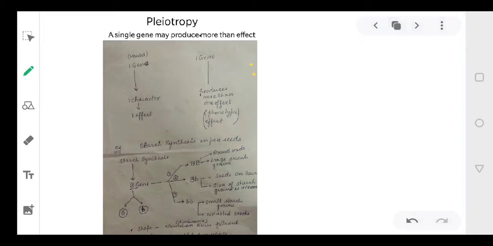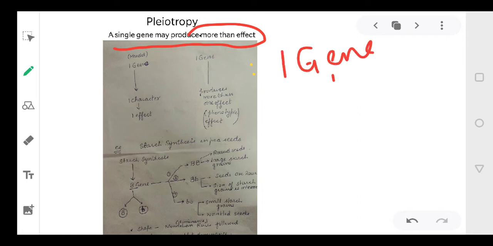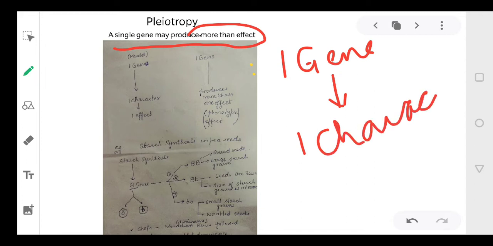Pleiotropy. Pleiotropy means when a single gene produces more than one effect. Mendel said one gene will control one character. Pleiotropy means when one gene will control more than one character.